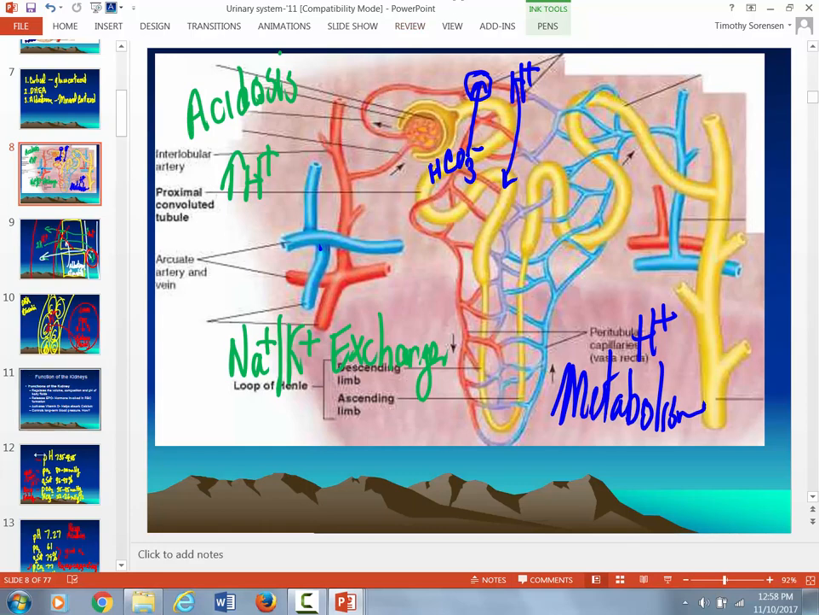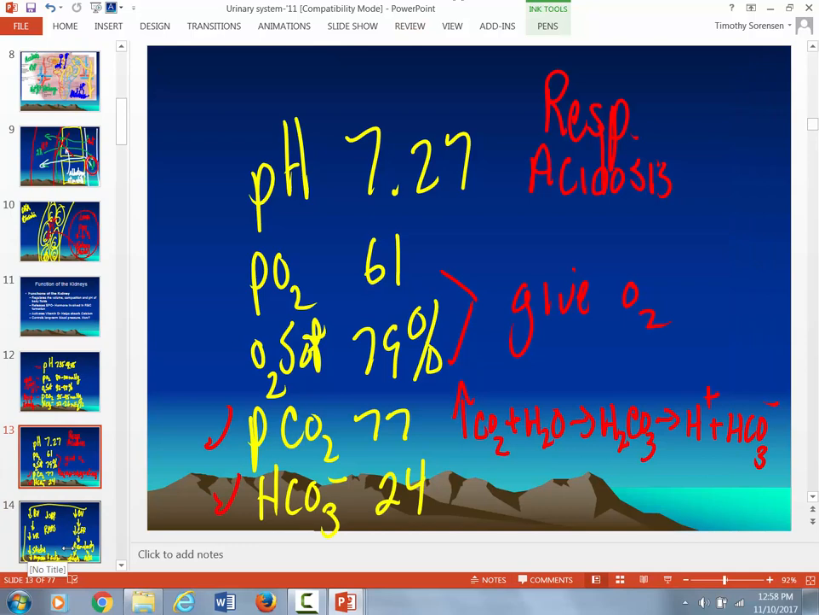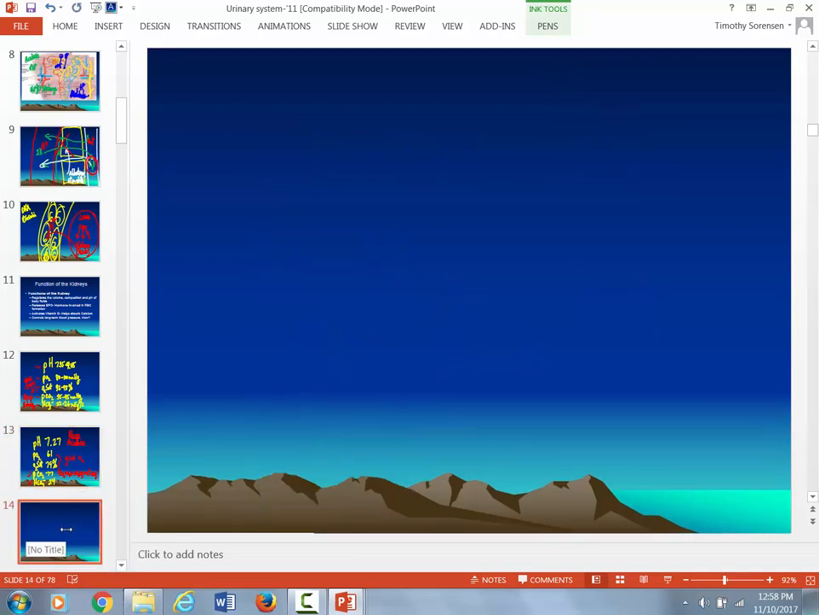Is the circulating level of bicarbonate in the blood higher than normal? No. So this is an uncompensated respiratory acidosis. Do you see this? How many people see this? Yeah? All right.